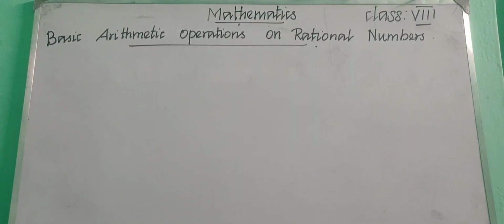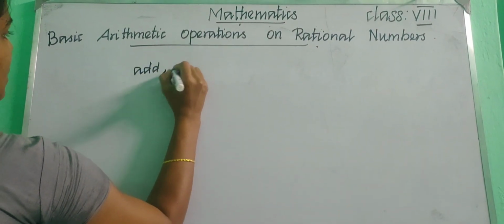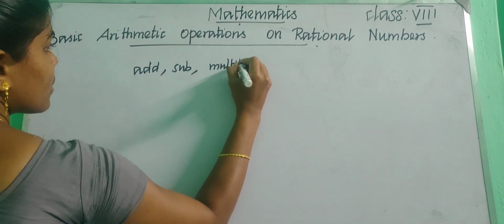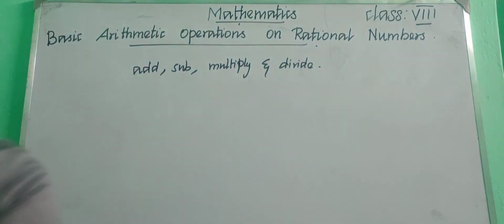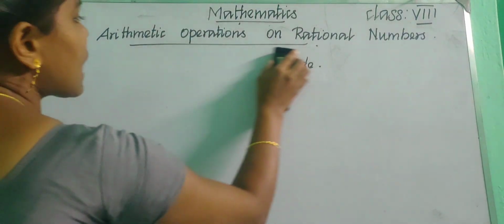So the next topic we are going to learn is about the basic arithmetic operations on rational numbers. Okay. So what are all the arithmetic operations you have learnt earlier in the smaller classes? So we have learnt about addition, right? Add, subtract, multiply and divide, right? So these are all the arithmetic operations we have learned, right? So here today also we are going to learn the arithmetic operations on rational numbers.